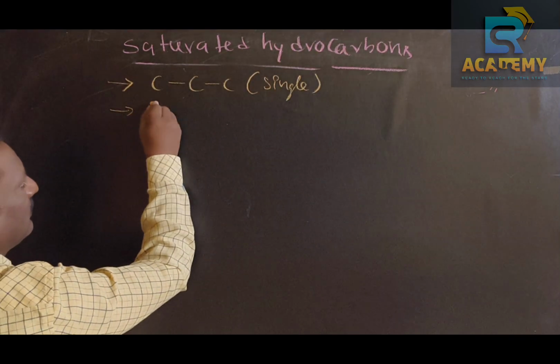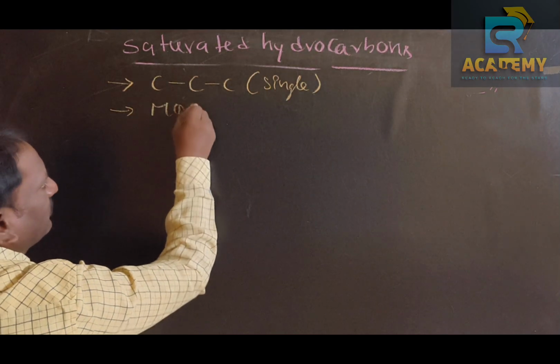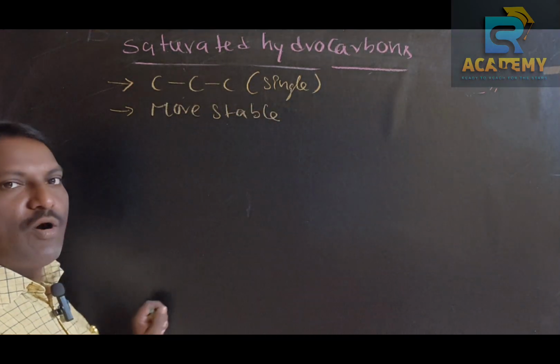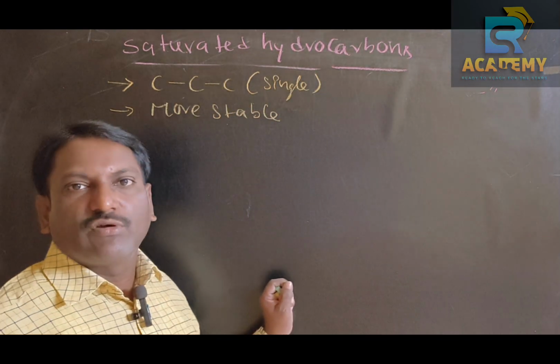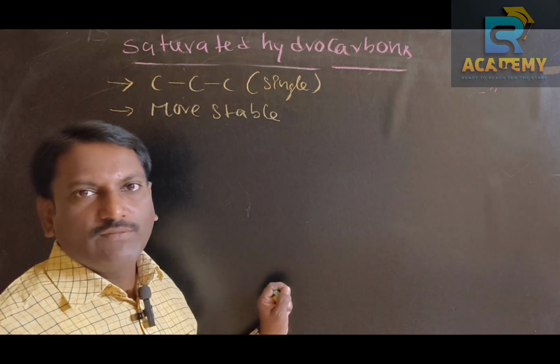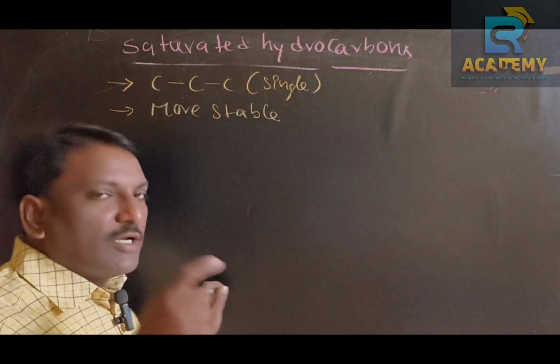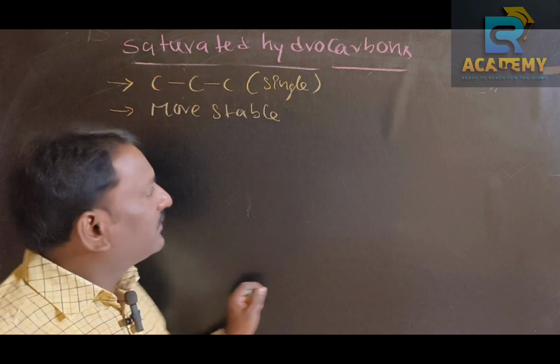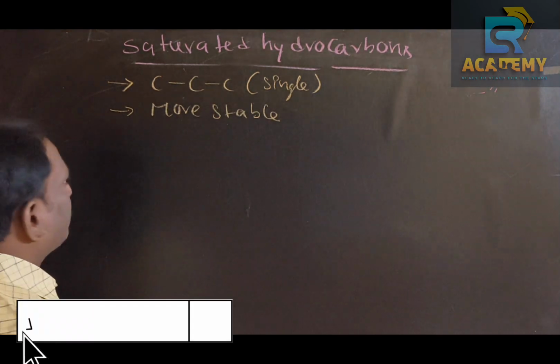These are more stable. That means the bond between carbon and carbon is very strong. In the case of a sigma bond, it is very strong. We are unable to break that at ordinary temperature. So it is more stable.